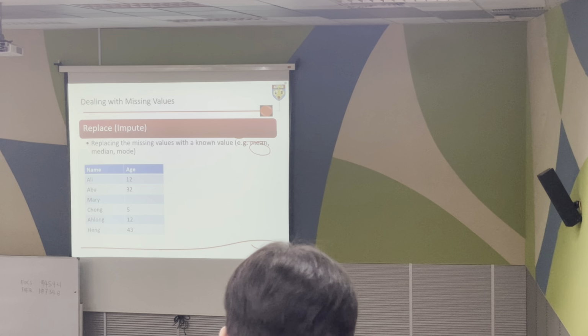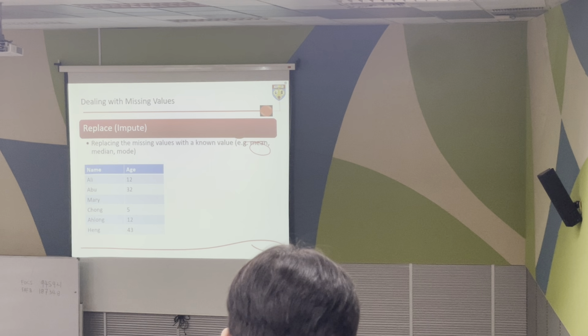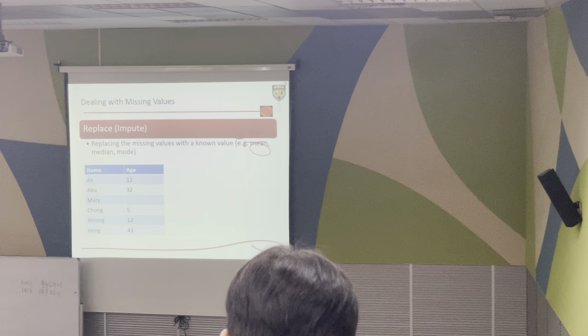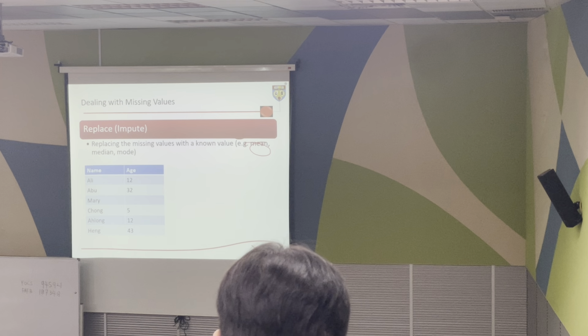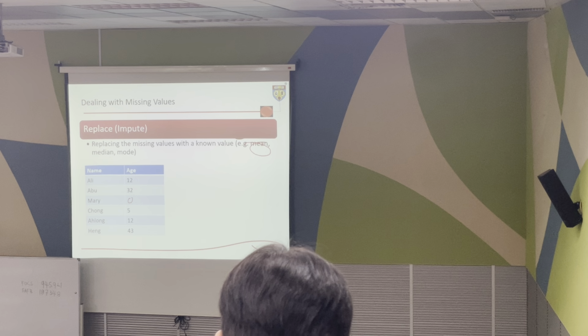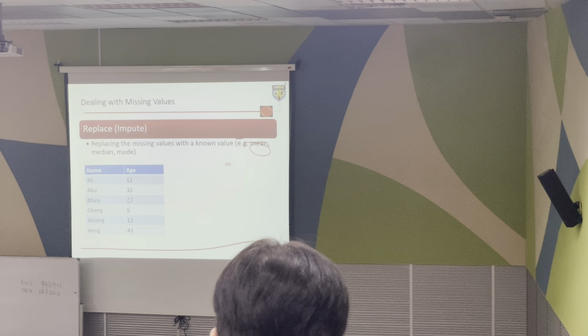So what is the mean? Average. So how to calculate the mean? 12 plus 32. The missing value, we assume this one as 0. 12 plus 32 plus 0 plus 5 plus 12 plus 43, divided by 6. So the mean value is equal to... calculator. Or you want to use this one? Calculate now.